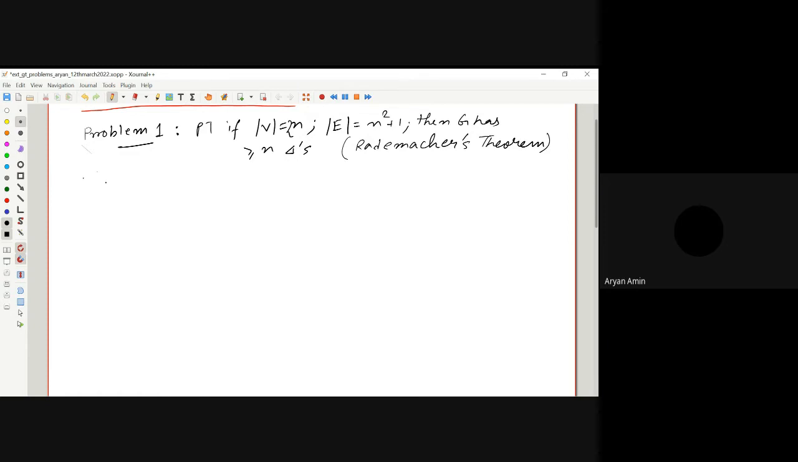Problem one tells you to prove that if a graph has 2n vertices and n squared plus 1 edges, then it has at least n triangles. So this is actually a theorem, and this is called Rademacher's theorem. So we'll start with the proof of this. Did anyone have any ideas on this?